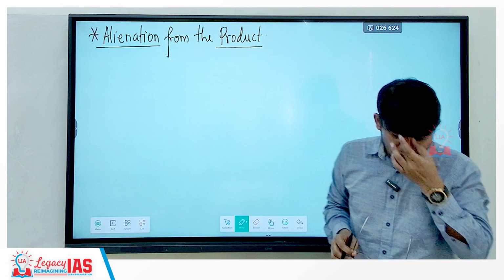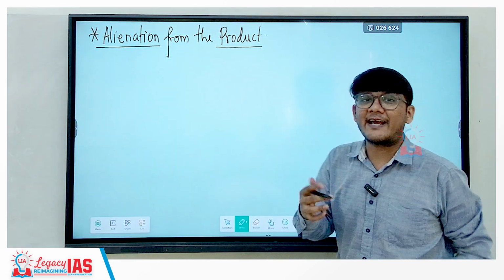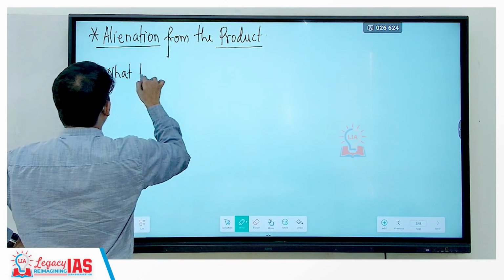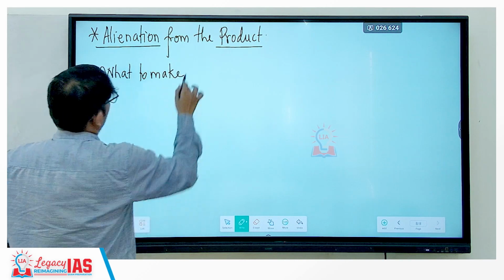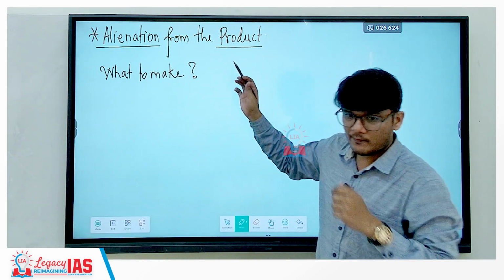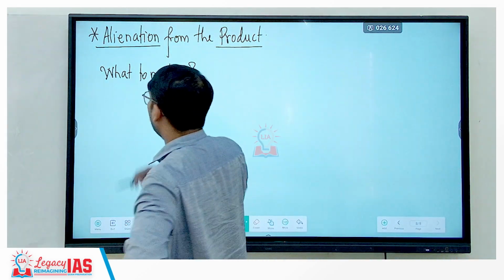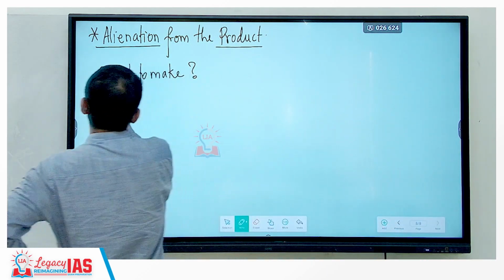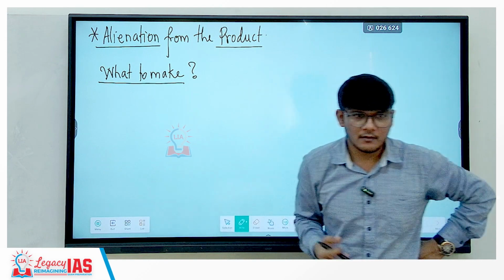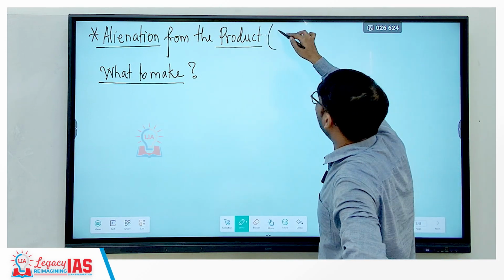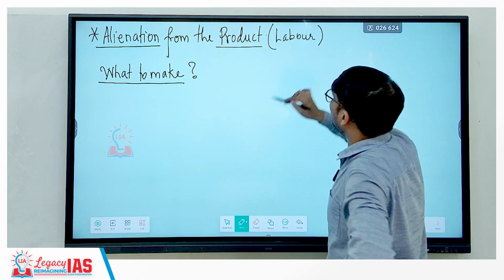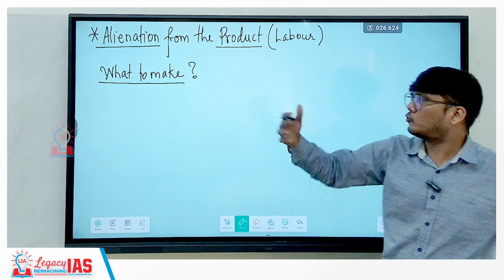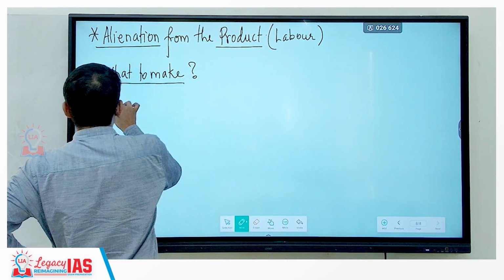First things first, let's say you are deciding what to make. There are certain questions with respect to the product: what to make. Now, who decides what to make? Does the proletariat, as in the labor class, decide what to make? You working in a firm, do you decide what product needs to be made? You don't decide it. Now, how much to make?